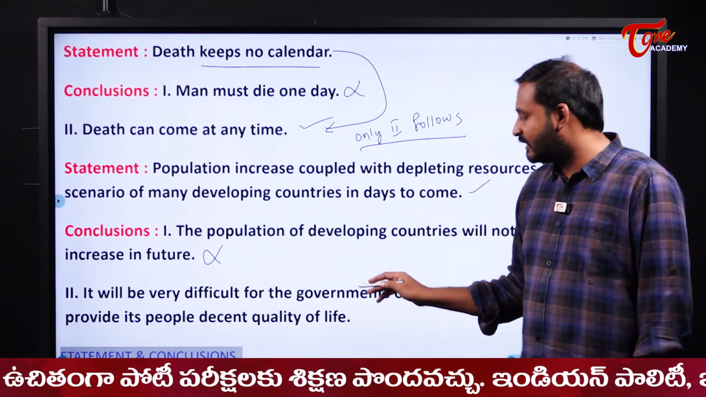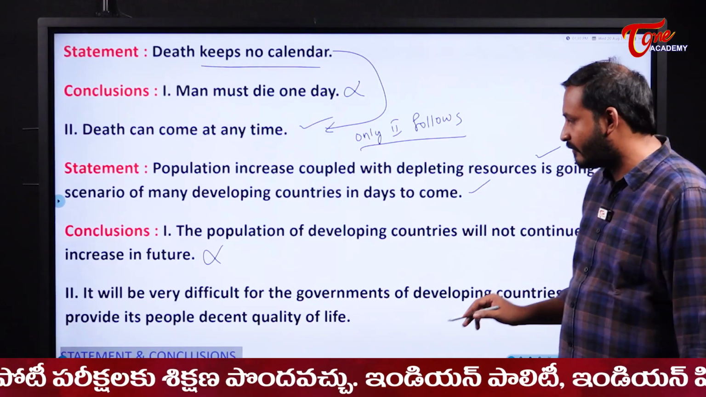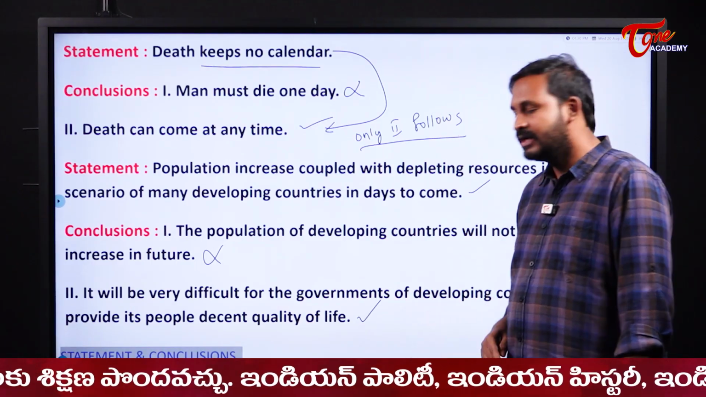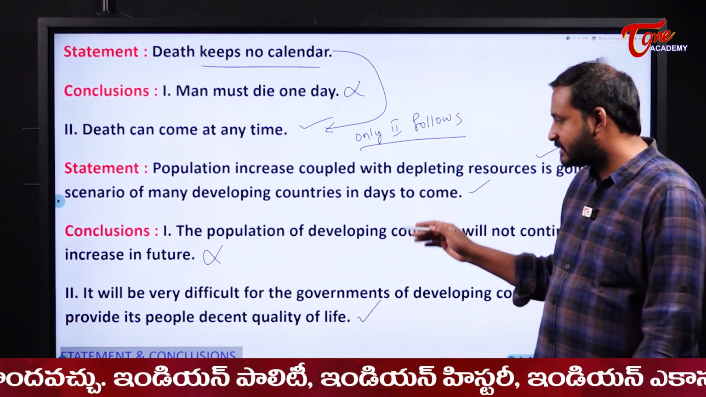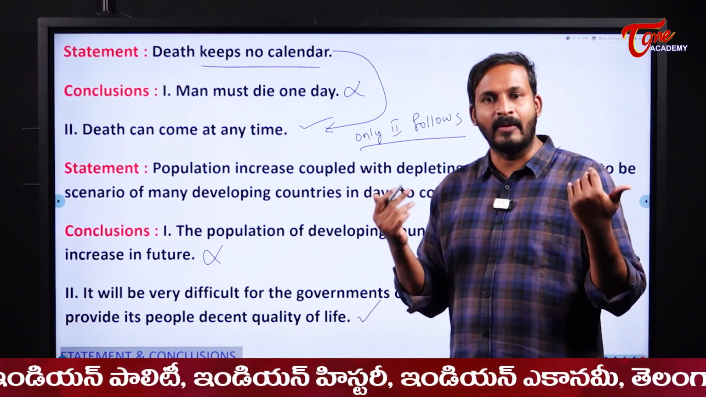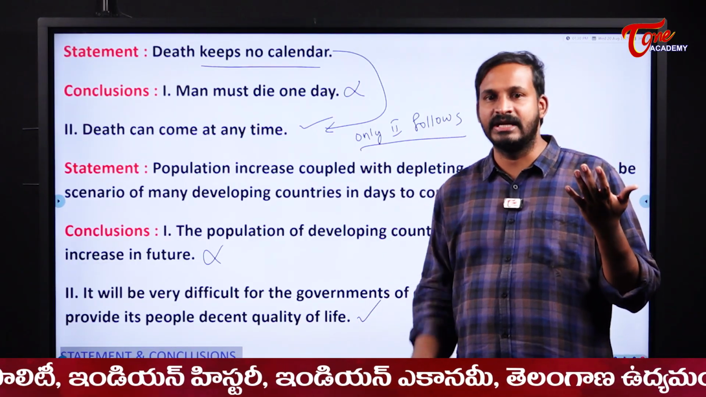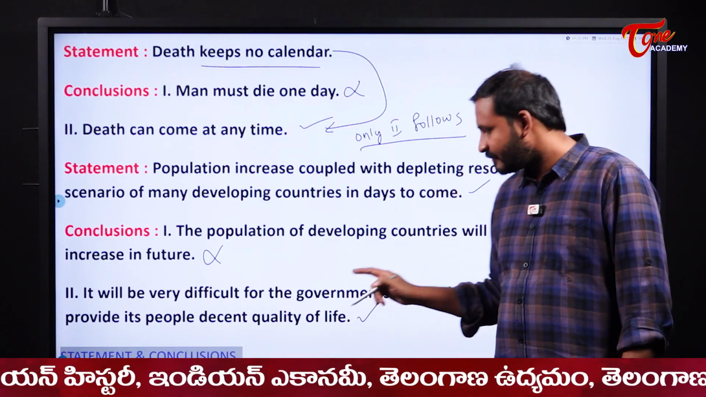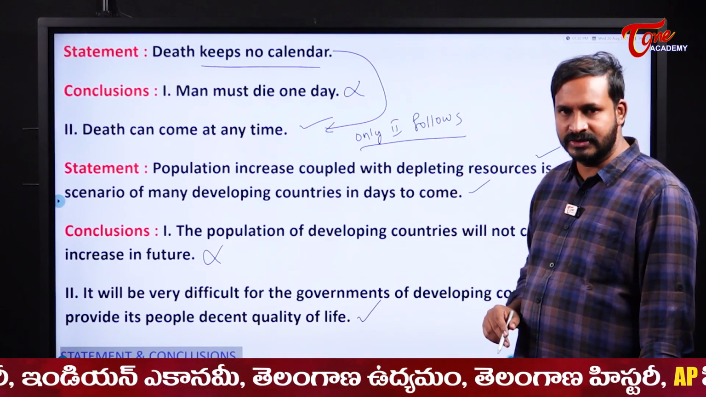It will be very difficult for the government of developing countries to provide its people a decent quality of life. Yes, that is correct. See here students, in the developing countries, the population is rising and the resources are decreasing. Then obviously, it will be difficult for the government to provide a good quality of life.